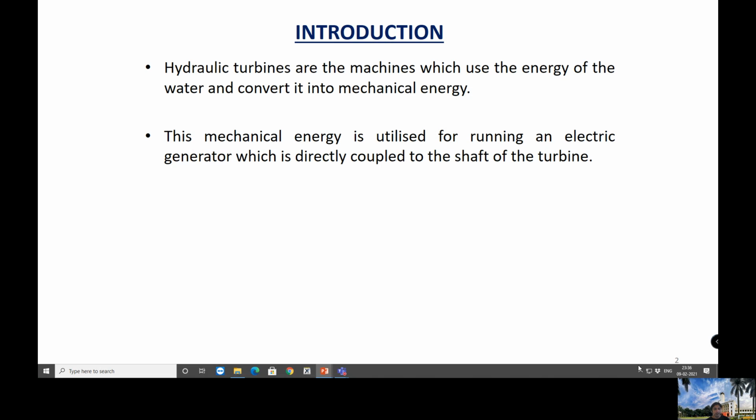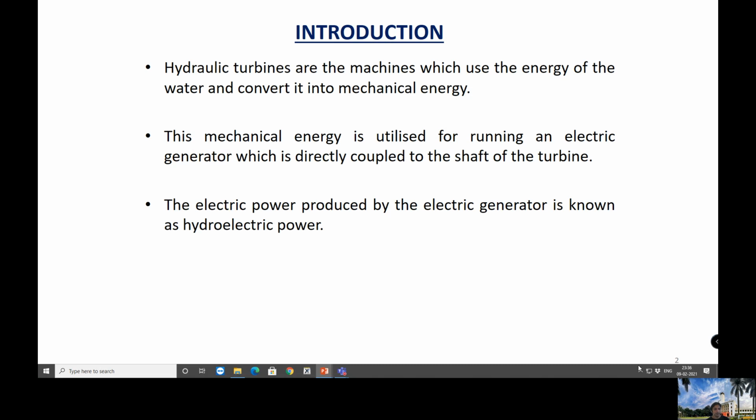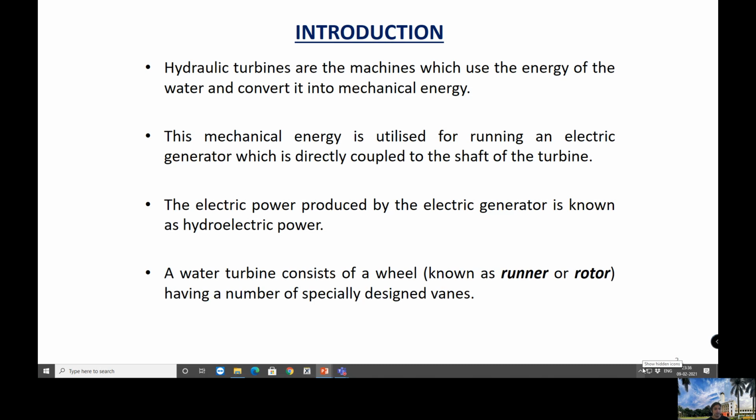So hydraulic turbines are the machines which use the energy of the water and convert it into mechanical energy. And this mechanical energy is utilized for running an electric generator, which is directly coupled to the shaft of the turbine. The electric power produced by the electric generator hence is known as hydroelectric power.